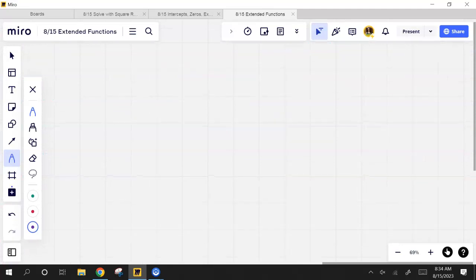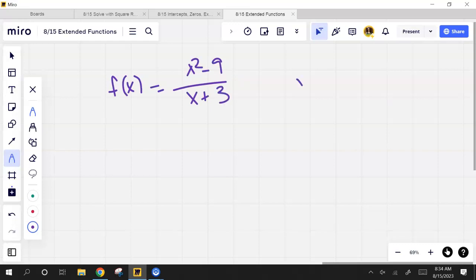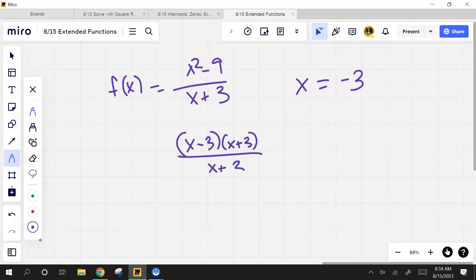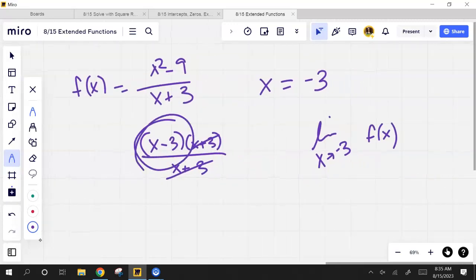25. F of x equals x squared minus 9 over x plus 3, and it says to find a formula for the extended function at the x value given. So what do I need to plug in when x is negative 3? What do I need to make sure y is in order to make that happen? So I think that I will factor, because really what I'm looking for is the limit as x approaches negative 3 of f of x. And to do that, I'm going to factor and cancel out. Well, now I can just plug negative 3 in here.